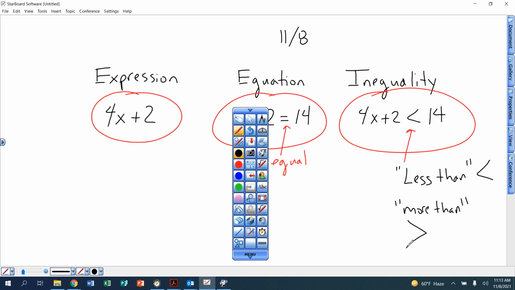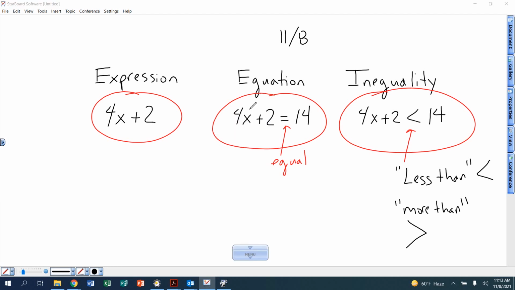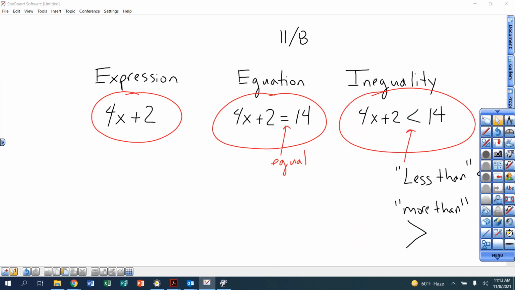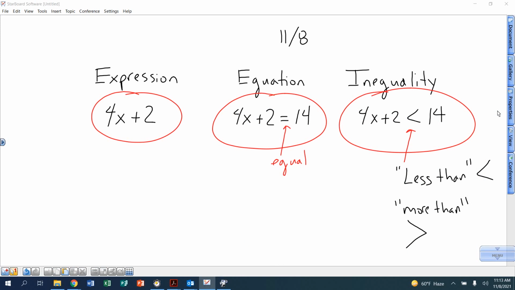But again, an expression, no equal, just numbers and letters. An equation, equal to something. An inequality has that inequality symbol in there. First word, curiosity. Curiosity, first word. All right, so here we go.